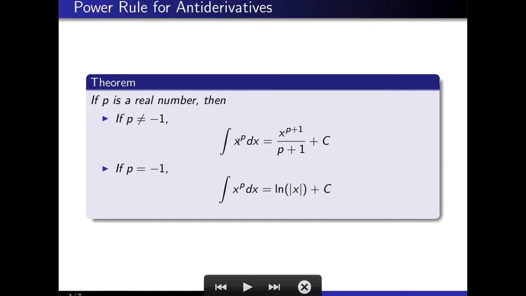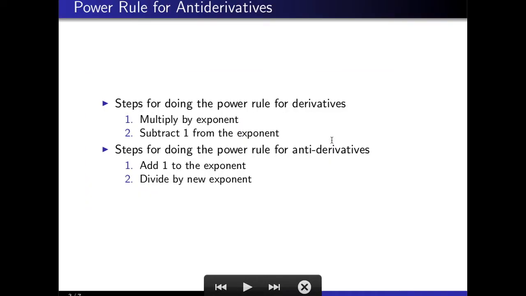But then in general, what we have for p not equal to 1 is x to the p plus 1, all divided by p plus 1, plus this arbitrary constant c. So the idea is this.